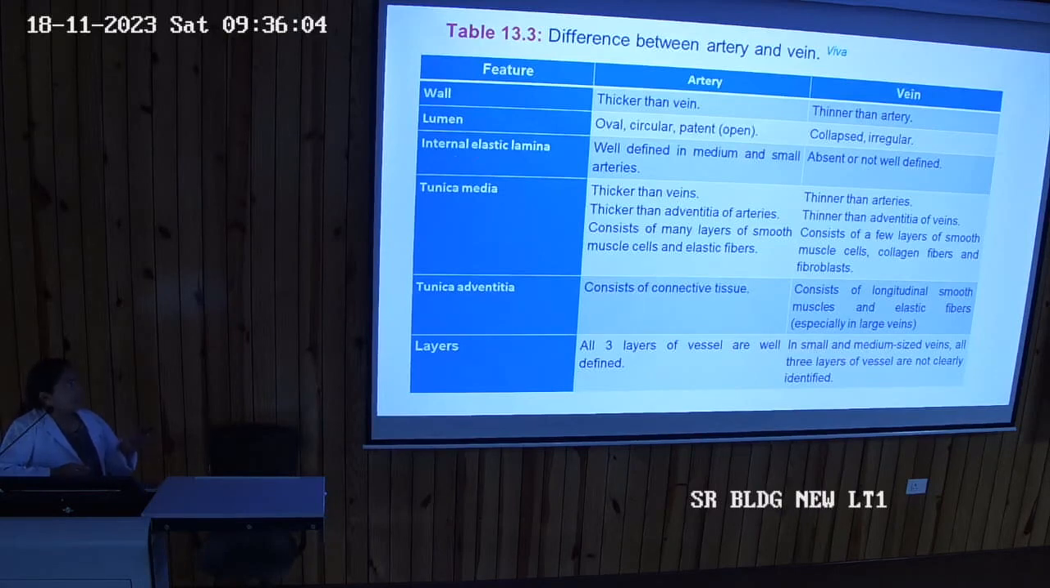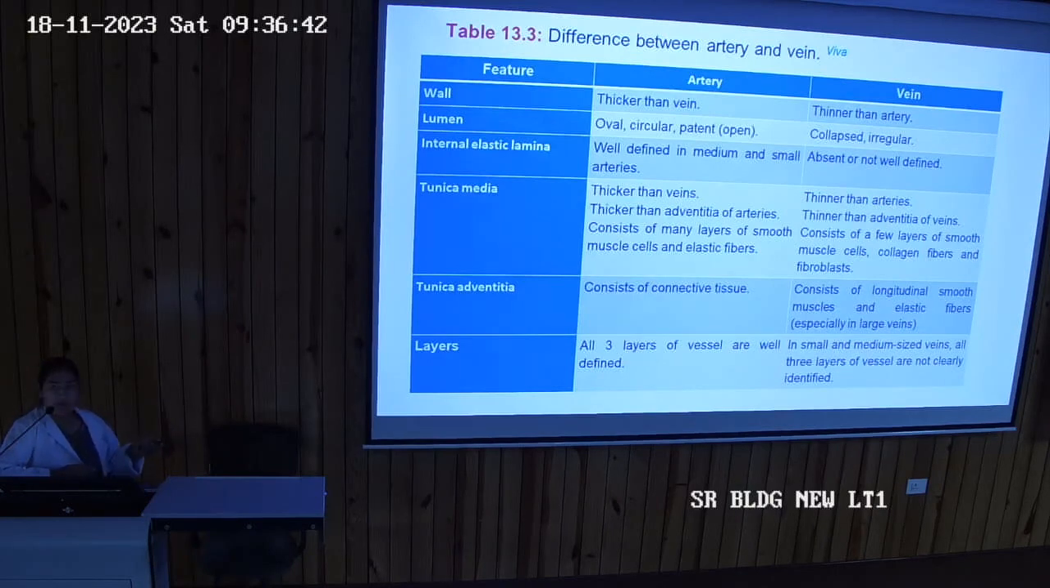Internal elastic lamina in the case of arteries is well defined, while in the case of veins it is not well defined and mostly it is absent. Internal elastic lamina is absent. Now tunica media and adventitia of the artery and vein we have compared. The media of the artery is thicker than in veins. In veins we saw very little media, with less smooth muscle fibers. But in arteries, we have seen a lot of elastic fibers in elastic arteries, and a lot of smooth muscle fibers in the medium size arteries.